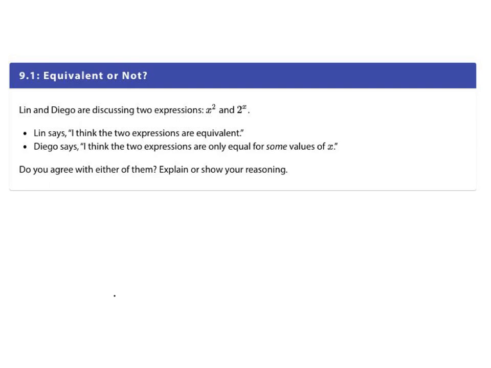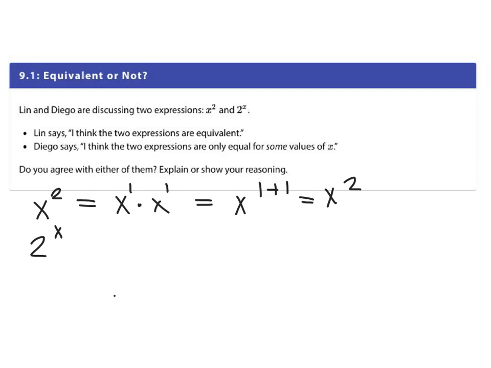First of all, if I look at x squared, it's really equal to x times x, because we learned if we have the same base with powers, we add the powers, right? That's what we get. Now if we have 2 raised to the x power, that's an exponential function. I can't even split it up into two things like I did the x.